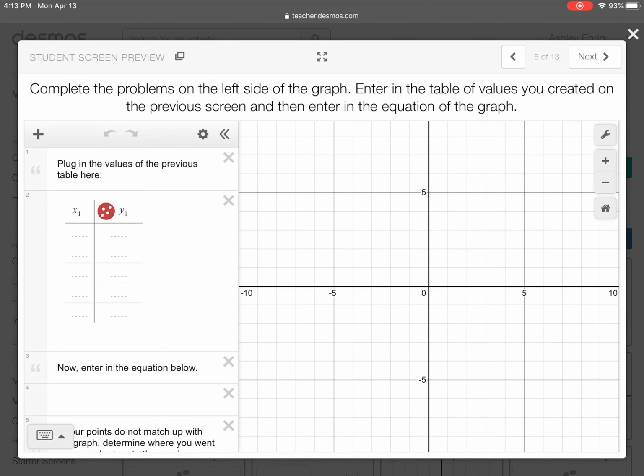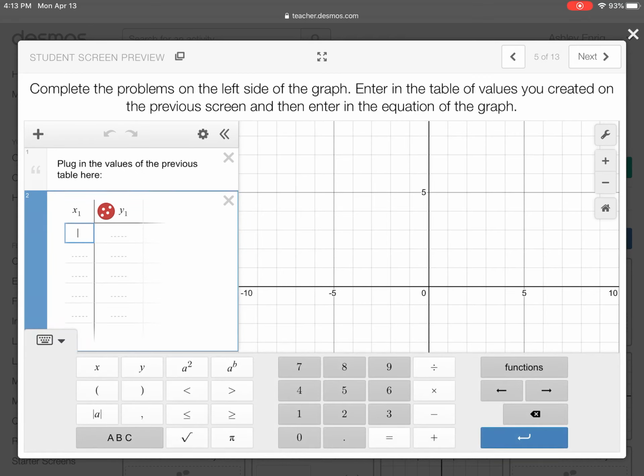In this screen, it's going to complete the problems on the left side of the graph. Enter in the table of values you created on the previous screen, then enter in the equation of the graph. So enter in what you guys came up with for your y values. Would we say 0, 0.52, 1.04, and then you have 1.56, and then what was the last one?